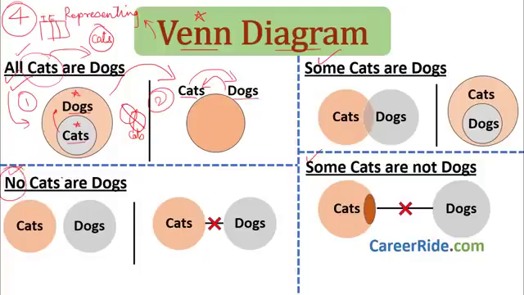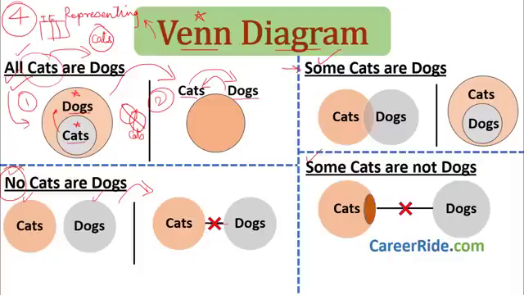No cats are dogs. That means there are cats in this world, there are dogs in this world, and they are not at all related. So draw two circles separated from each other, not touching each other or coinciding with each other. Very easy. An alternate way to draw this is: draw cats, draw dogs, mark a line between them and a cross, which means that cats and dogs are not at all related to each other. They are separate entities. See how easy it is.